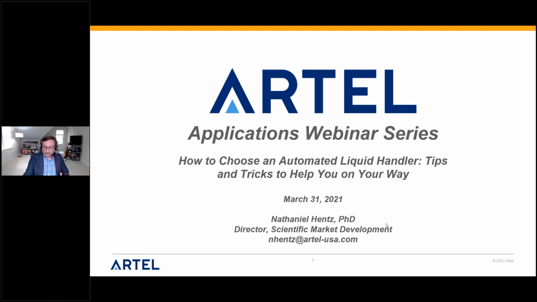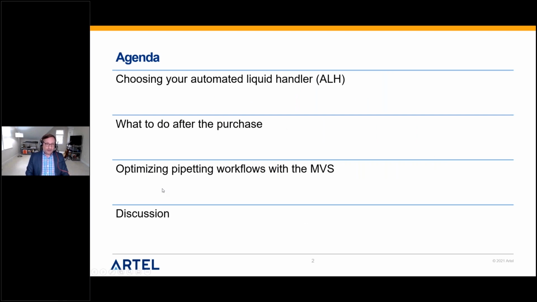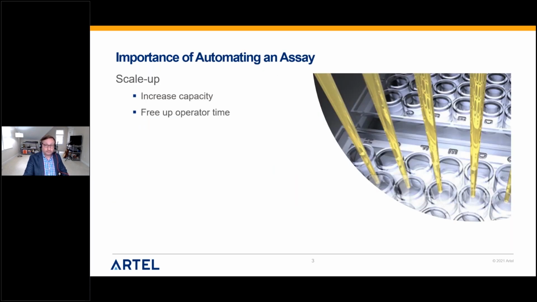What I'm going to do is try to get this done in about 30 minutes. Travis put me on the hook there, so let's go ahead and get going on that. For today, like I said, we're going to talk about choosing an automated liquid handler, some of the important considerations that go into that, and then once you've purchased it, what you should do. Then we'll talk a little bit about using Artel's MVS platform and how to optimize the pipetting workflows. And then we'll have a quick discussion at the end.